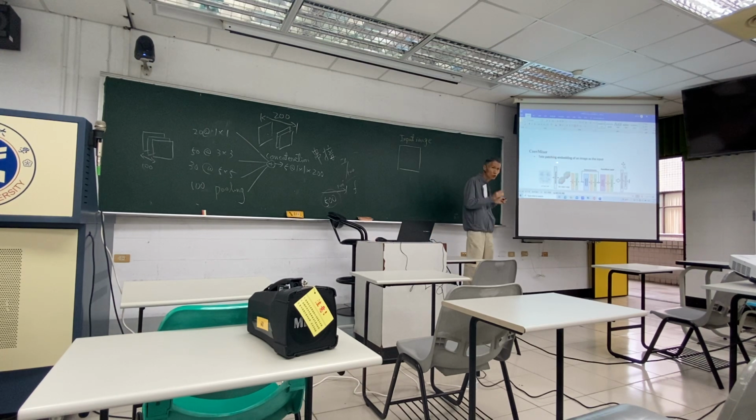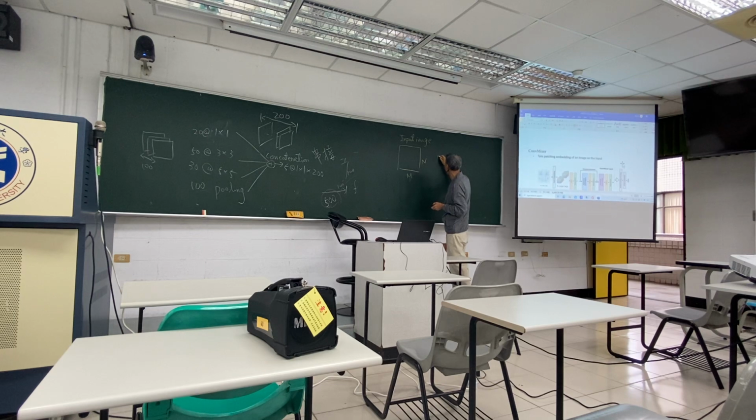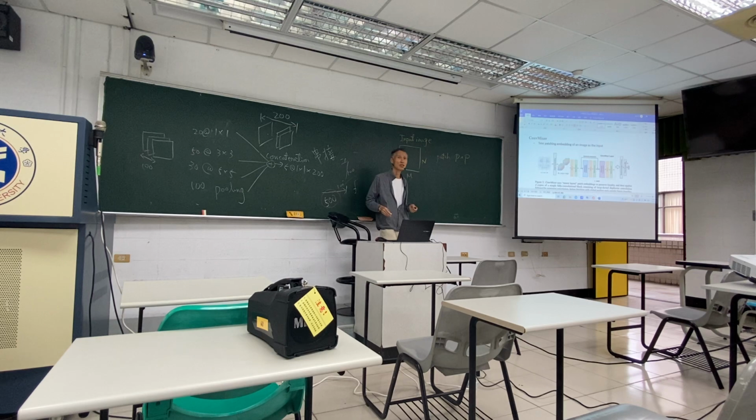Then it is divided into patches. Suppose the image size is M by N. If we have a patch size of P by P, then the total number of patches is M over P times N over P. This is the number of patches.